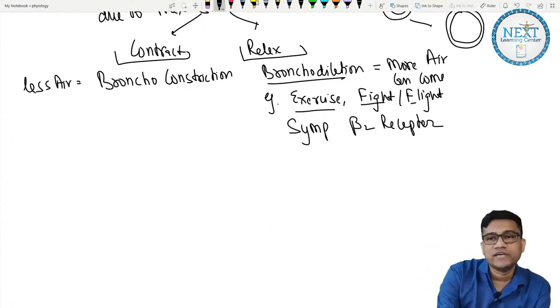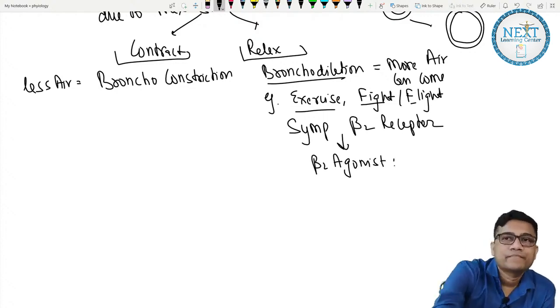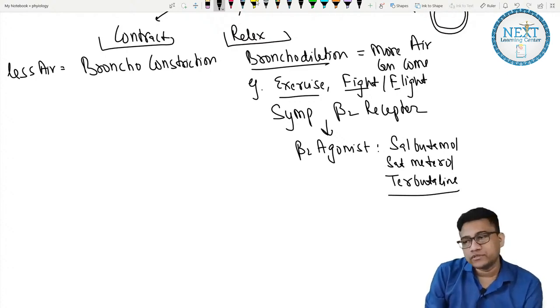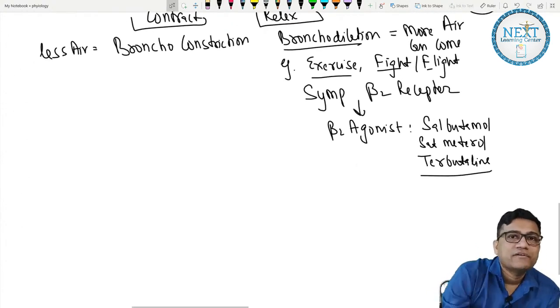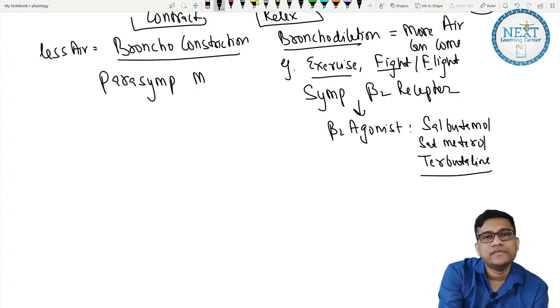So that is why beta 2 causes bronchodilation. And what is the example? We have beta 2 agonists, like, yes, which one? Salbutamol, salmeterol, terbutaline. So these are the beta 2 agonists. What they do is bronchodilation. Whereas constriction is caused by parasympathetic, which is the M3 receptor.